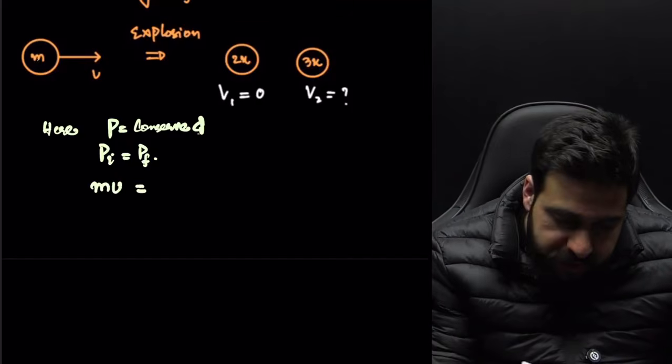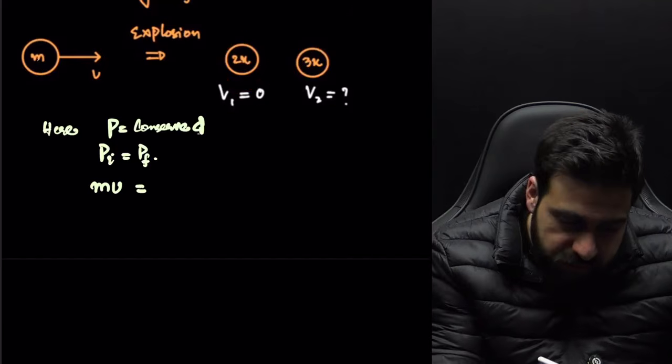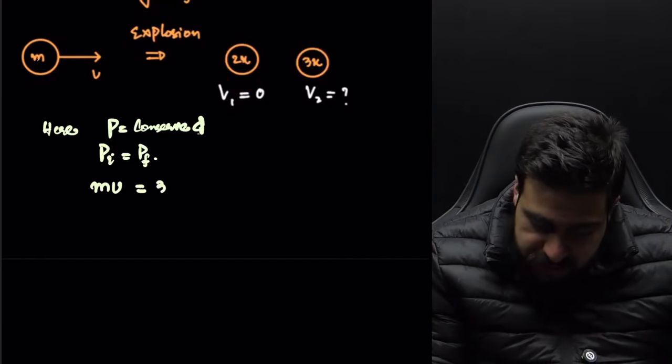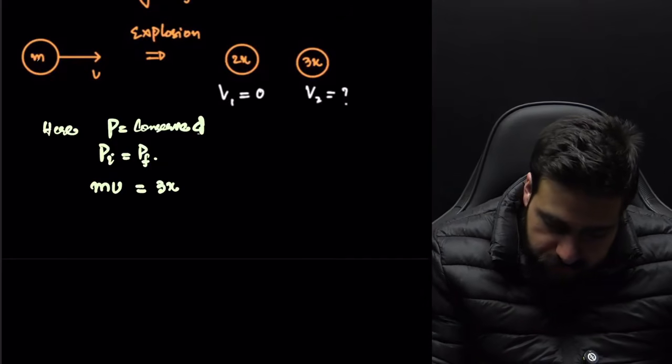What is the final momentum? Sir, momentum of this is 0, because its velocity is 0. So momentum of the other will be mass 3x into V2.